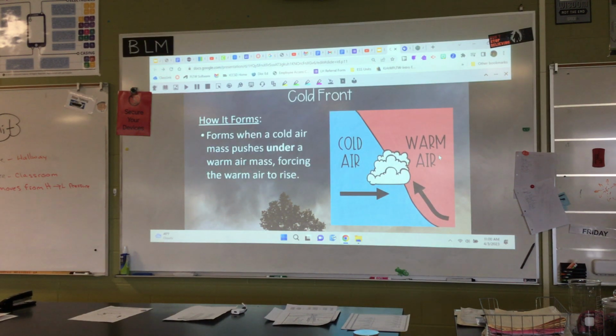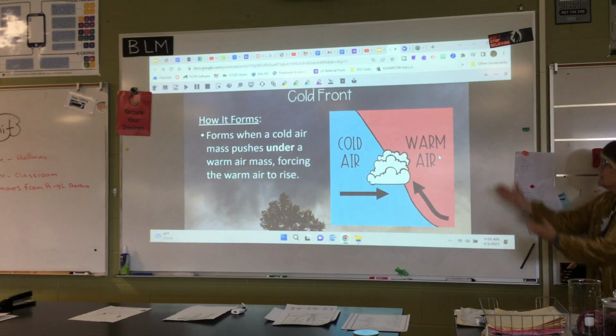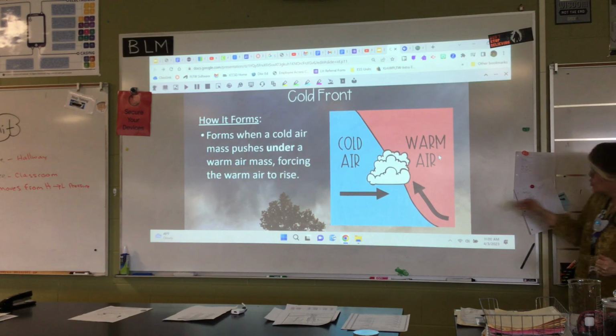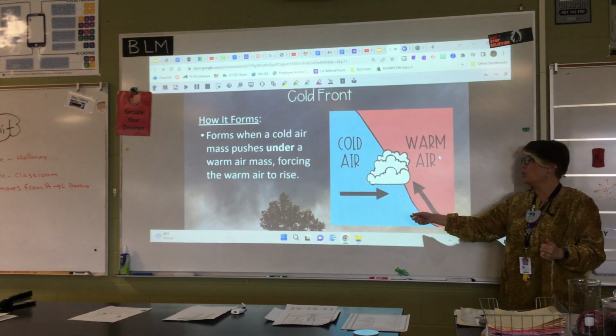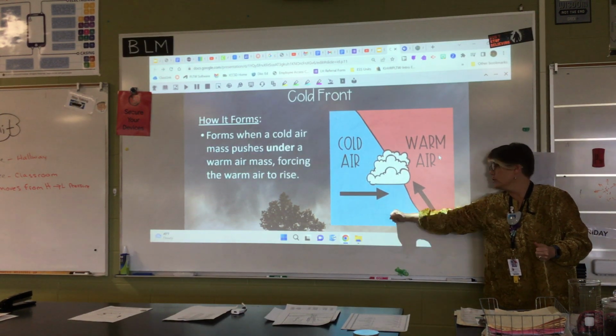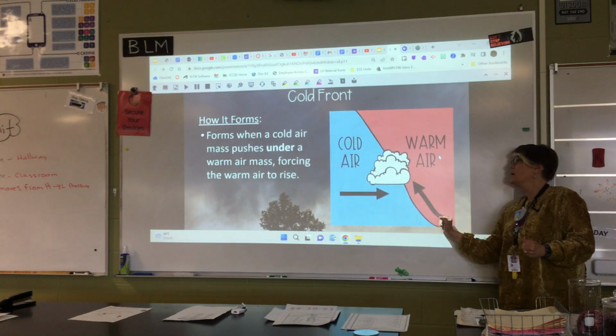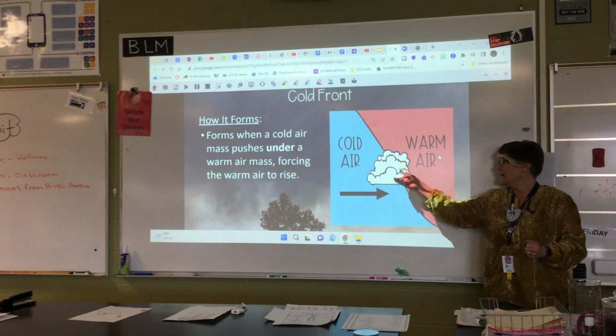All right, how it forms. It forms when a cold air mass pushes under a warm air mass. This forces the warm air up. Why does the cold air go under warm air? Because cold air is more dense. Cold air will always go under warm, pushing warm up, making clouds.